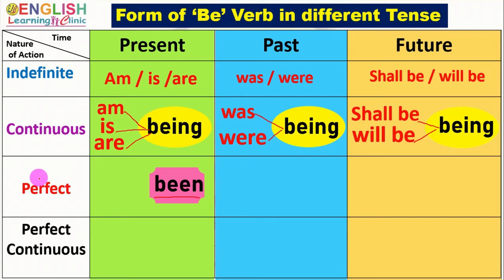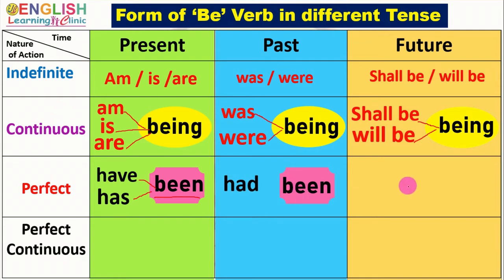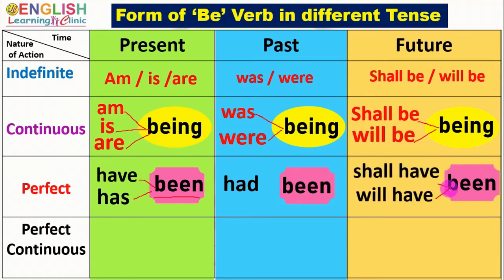In case of the perfect status of action, the time is shown by the use of have verb. That is, for present time, the present form of the have verb have or has is used. So, the present perfect form of the be verb is have been or has been. In the same way, the past perfect form of the be verb is had been. Again, the future perfect form of the be verb is shall have been and will have been.